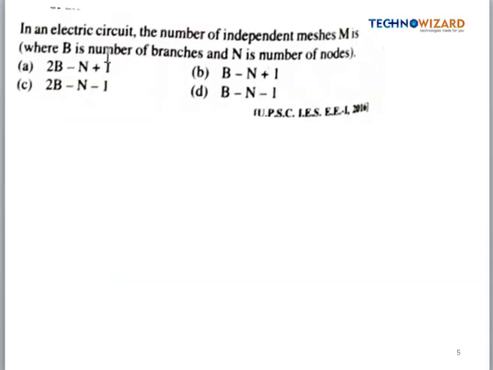Next question is, in an electric circuit the number of independent meshes M is, where B is the number of branches and n is the number of nodes. Basically we have to calculate the number of mesh equations, which is given by B minus n plus 1. So option B is correct.